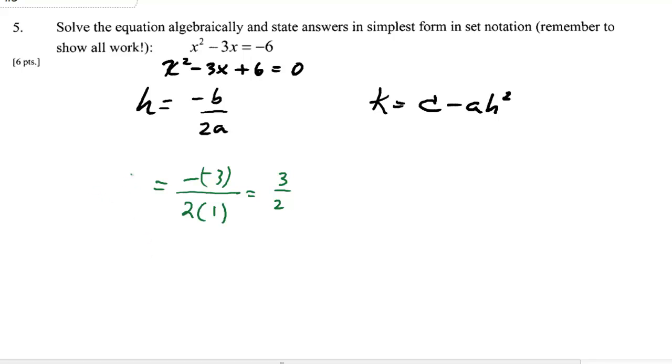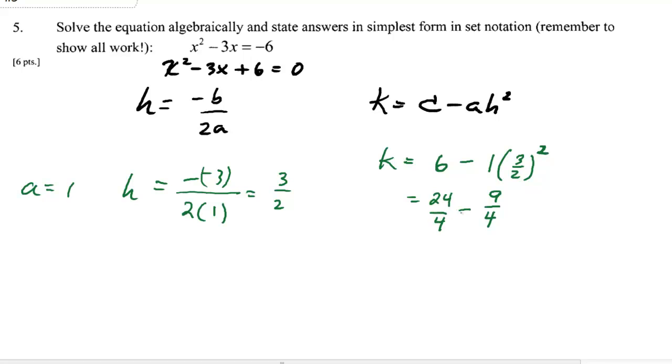So a is equal to 1. h is equal to 3/2. Well, what's k equal to? k is equal to c, which is 6, minus 1 times 3/2 squared, which is 6 minus 9/4, right? Because 3/2 squared is 9 over 4. So we're going to have a 9 over 4 here, and we're going to be subtracting that from 6. So let's call this 24 over 4. So it's 24 minus 9 over 4, which is 15 over 4.